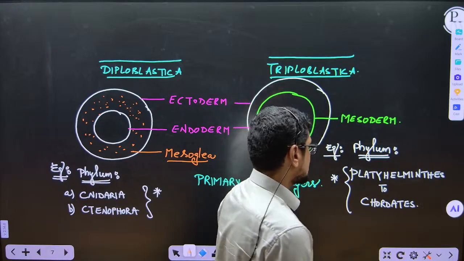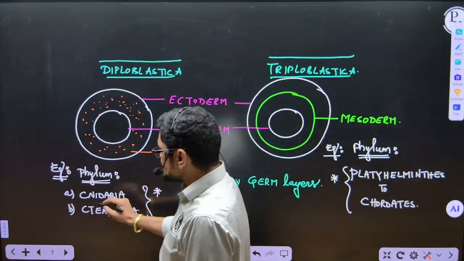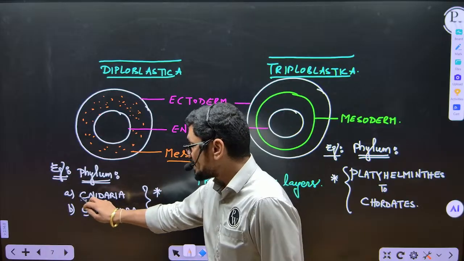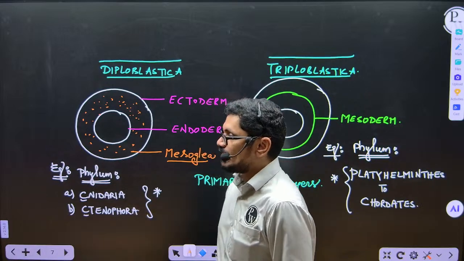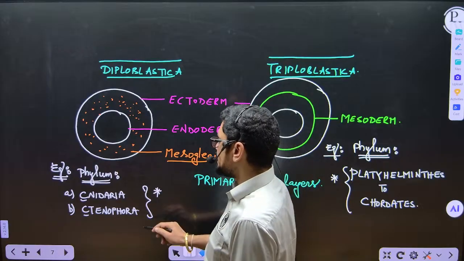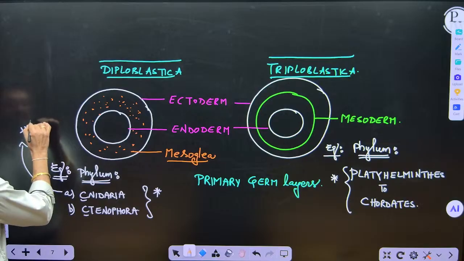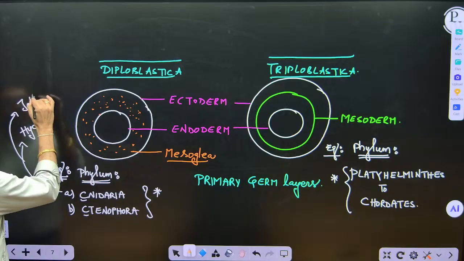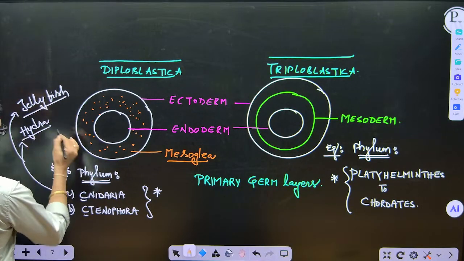That is Diploblastica. Examples: phylum Cnidaria and Ctenophora. See, C silent here, and here also C silent. Cnidaria, we shouldn't pronounce it as Kuh-nidaria; pronounce it as Nidaria. Ctenophora, you have to pronounce it as Tenophora. Nidaria, you know Hydra? Hydra is the best example for Nidaria. And you know jellyfish? Aurelia, commonly called jellyfish, is also an example of Nidaria.